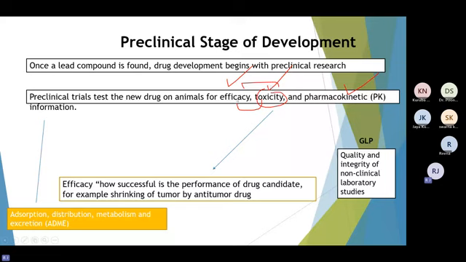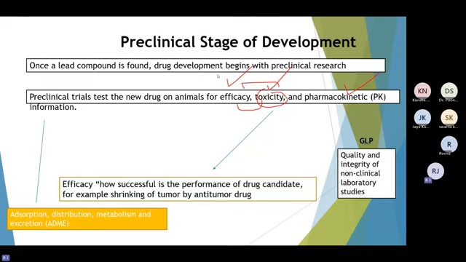Now, what do we mean by efficacy? Efficacy is nothing but it tells how successful the performance of the drug candidate is. For example, if we are making an anti-tumor drug, then how well the drug is going to shrink that particular tumor is called the efficacy of that particular drug.